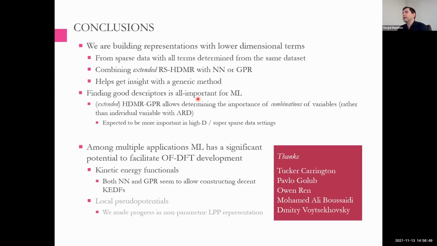So to conclude, we like to build representations of multivariate functions with lower dimensional terms. This allows us to work in principle with extremely sparse data and determine all terms from one and the same data set. There is no cut HDMR. We can build terms with neural networks or Gaussian process regressions. The HDMR structure allows us to get insight, including understanding which combinations, not individual variables, but combinations, are important. One of the applications we look at is construction of kinetic energy functionals for orbital free DFT, where we are seeing some progress. We also work on local pseudos with machine learning, but that's a separate story.